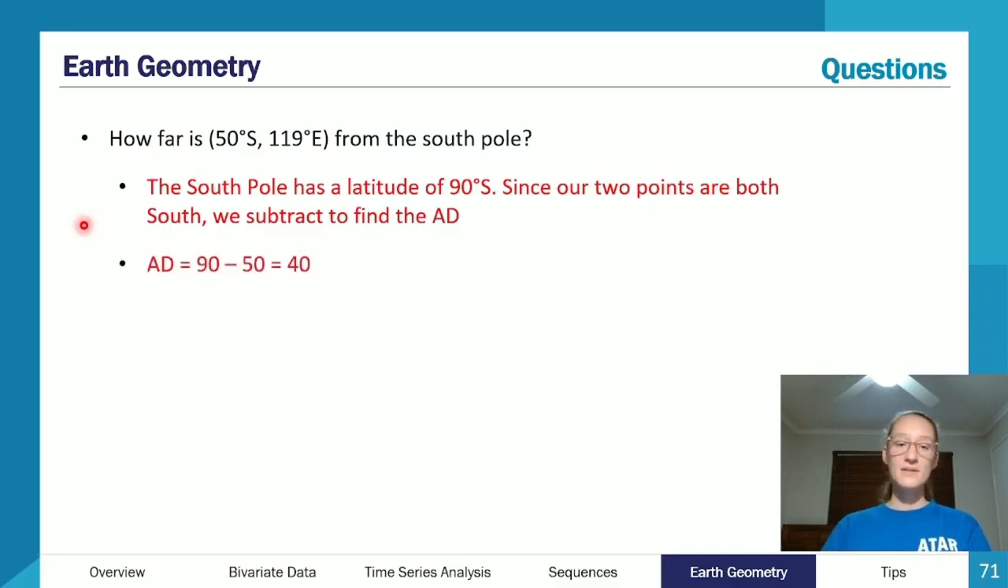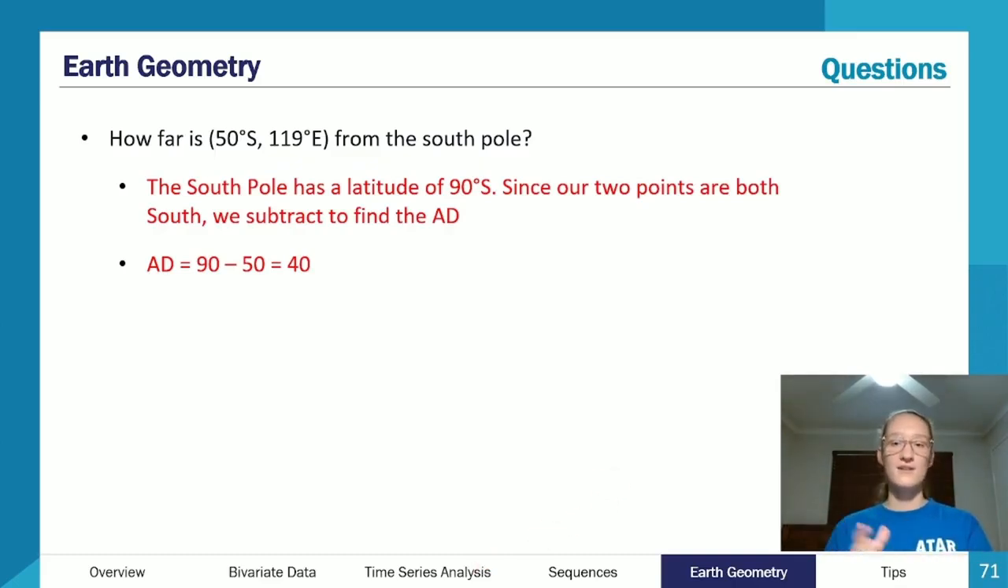So, pretend this is the Earth, the South Pole is right down the bottom. We have our equator, which is our 0 degree latitude, and then we come down, we might have 30 degrees south, 60 degrees south, and then we have 90 degrees south. So our South Pole is right down the bottom. And this point here is at 50 degrees south. So we've got 1 point at 50 degrees south, 1 point at 90 degrees south. Again, our angular distance is 40 degrees.